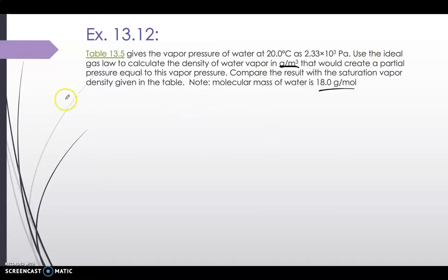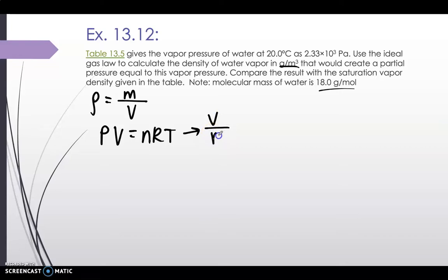Okay, so let's start with the idea of what density is. Remember that density is a mass divided by a volume. Okay, and so when we're looking at the ideal gas law, PV equals nRT. Okay, we know R, we know the temperature, we know the pressure, but we don't know the number of moles, but that's okay. Okay, so what we're going to do is instead solve for V over N.